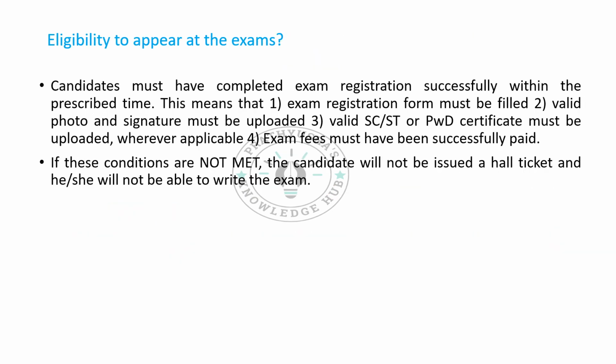Eligibility to appear at the exams. Till now, whatever we have discussed in these videos from the start should be fulfilled to appear for the exams. Candidates should fill the exam registration form correctly, should upload a valid photo and signature. Next, SC, ST and PWD certificates should be uploaded correctly, and you should pay the fee correctly. Then only you will be issued hall tickets and you can write the exam.